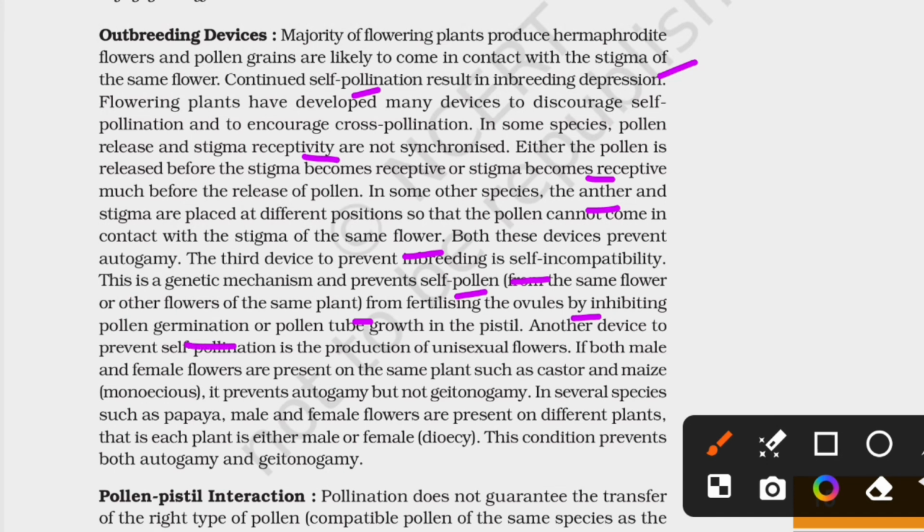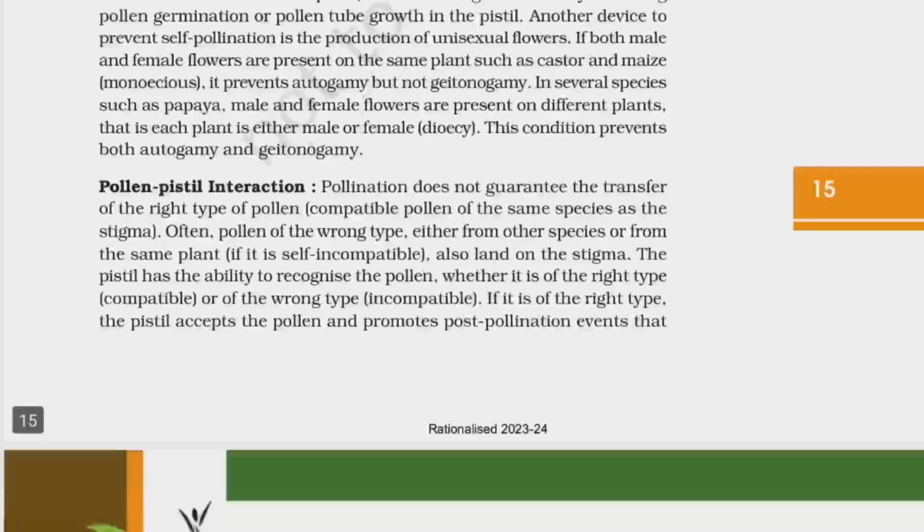Another device to prevent self-pollination is the production of unisexual flowers. If both male and female flowers are present on the same plant, such as castor and maize, it is monoecious. It prevents autogamy but not geitonogamy. In several species such as papaya, male and female flowers are present on different plants. That is, each plant is either male or female, dioecious. This condition prevents both autogamy and geitonogamy.